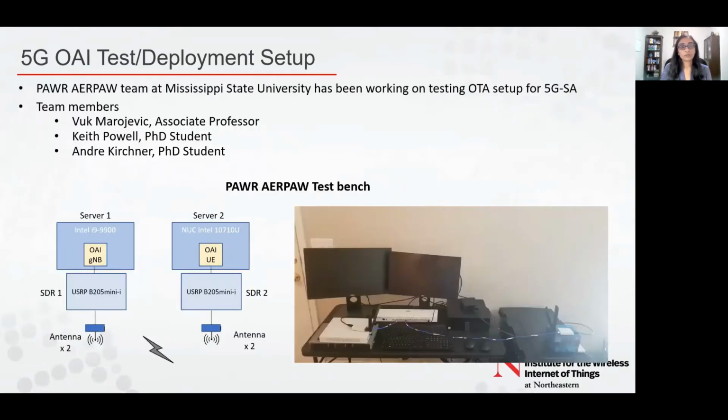In addition, we are working with our partners from the PAWR AERPAW program, Professor Vuk Marojevic, Keith Powell, and Andre Kirshner. Keith and Andre have been working on over-the-air testing for 5G standalone mode on their test bench, where they are running OAI with B205 mini SDRs as shown in the pictures here.